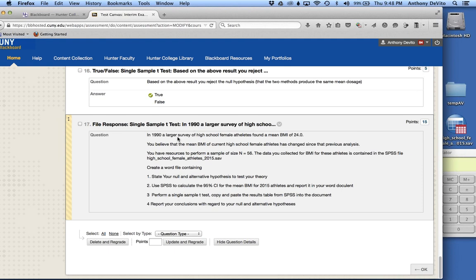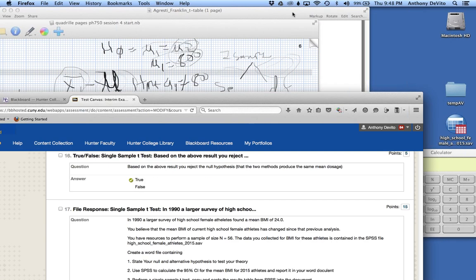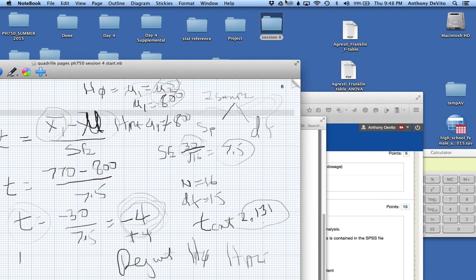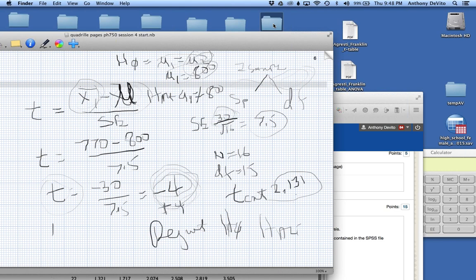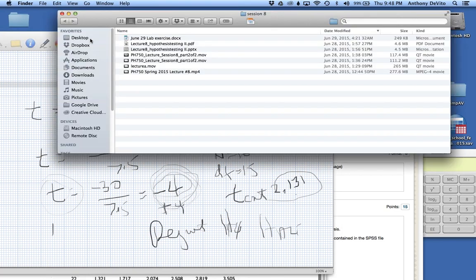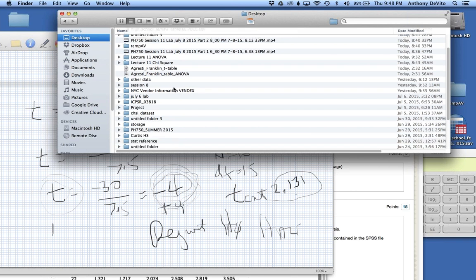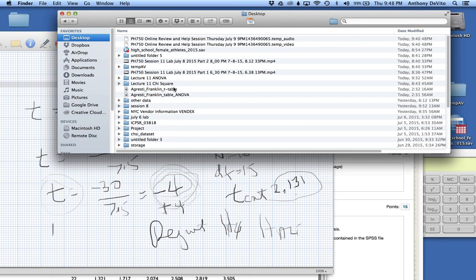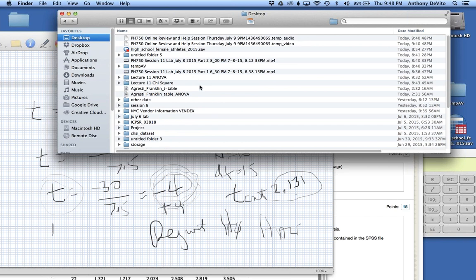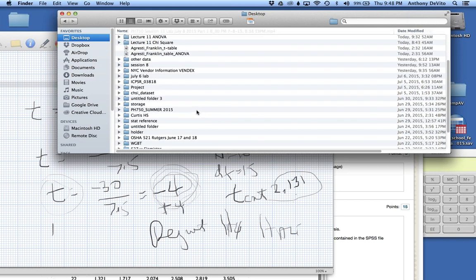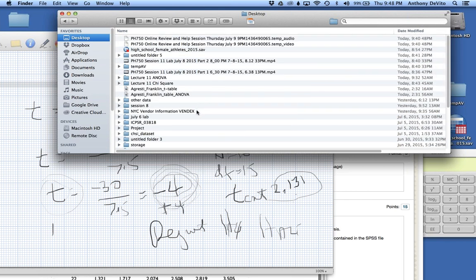Okay, this one's a file response. We asked you to do a single sample t-test using SPSS. Okay, and we can quickly do that. I have the data file on the desktop, somewhere on the desktop. Let's see. I'm working on the homework right now. I should have that up soon. And also, I already converted the 2 videos, so they're being uploaded to YouTube as we speak. That's from last night I'm referring to.